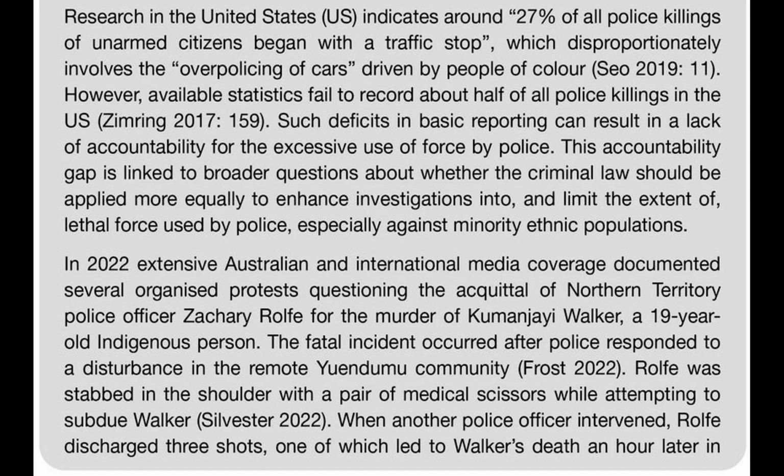In 2022, extensive Australian and international media coverage documented several organised protests questioning the acquittal of Northern Territory Police Officer Zachary Rolfe for the murder of Kumanjayi Walker, a 19-year-old Indigenous person. The fatal incident occurred after police responded to a disturbance in the remote Yuendumu community.